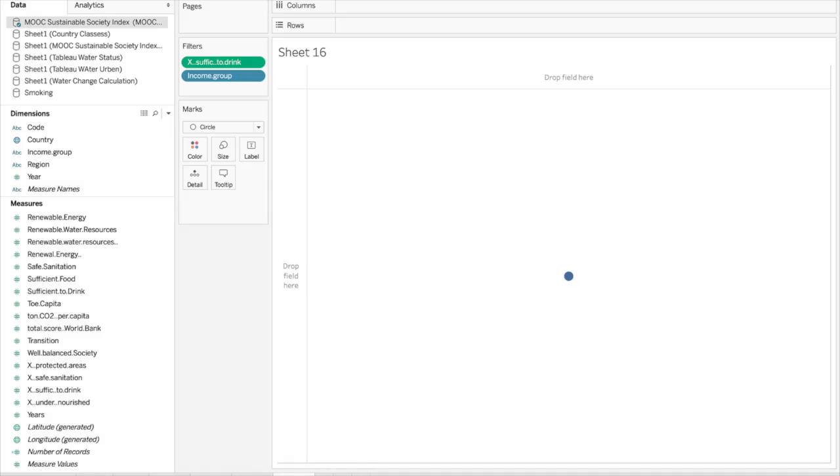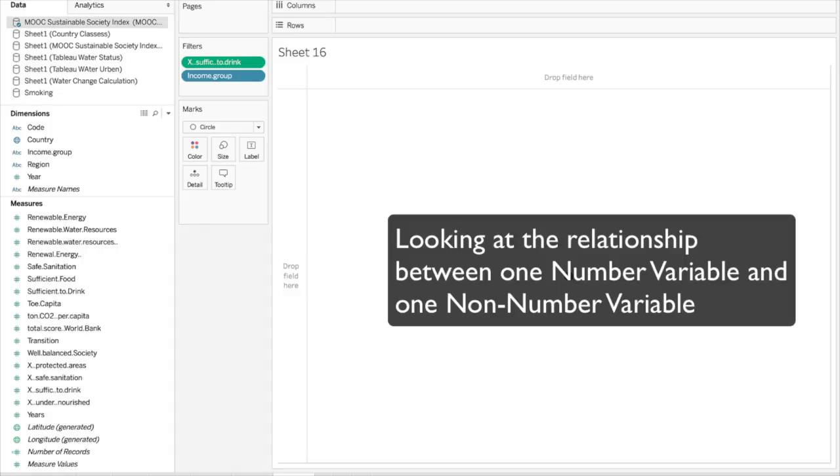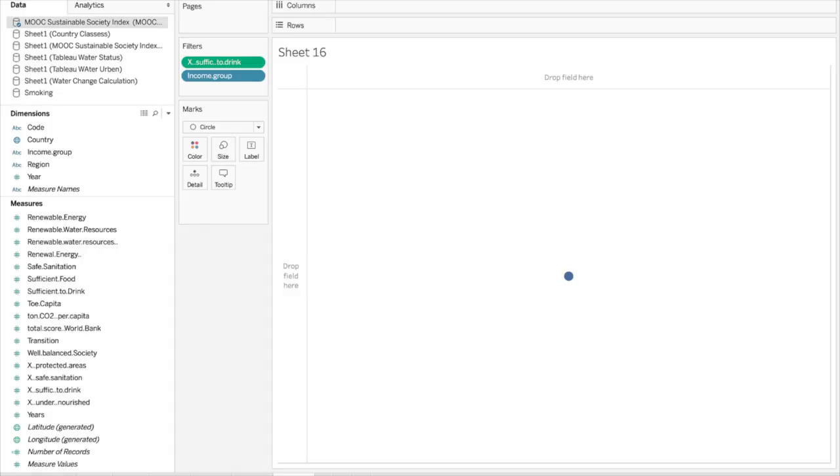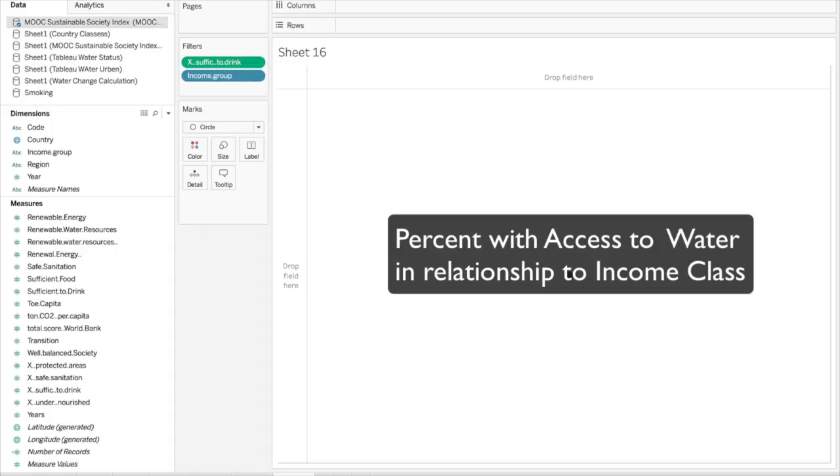Now that we've looked at two number variables having relationships and two non-number variables, let's look at one of each. How it looks when a number variable is in relationship with a non-number variable. Continuing with our data journalism story on water, let's look at the percent with access to drinking water by income class, because remember, we're interested in equity.